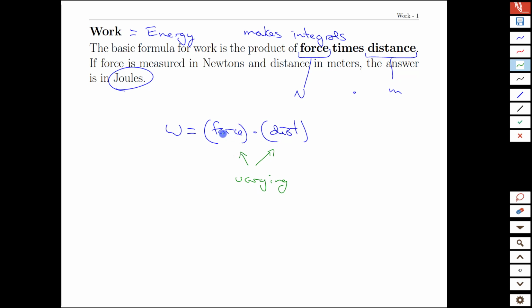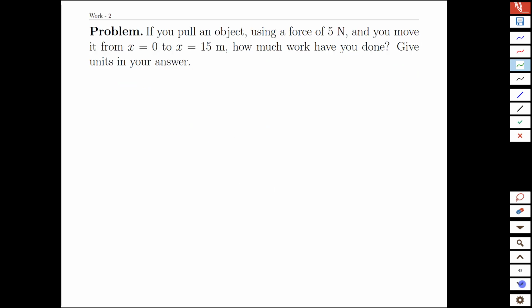Then we would imagine moving a small amount of force or moving a small distance and then adding up that contribution to the total work over time or over distance. That's going to turn into an integral in quite a nice and elegant way. Let's see this in practice.